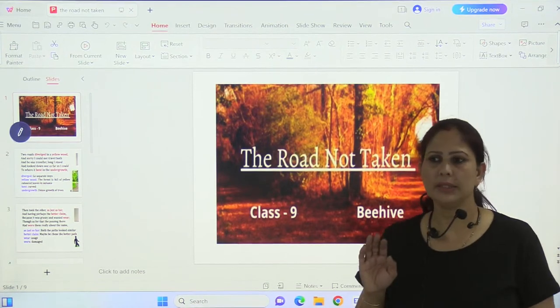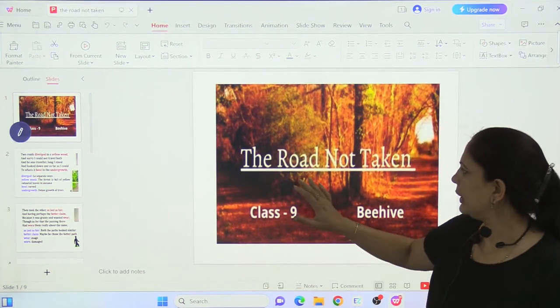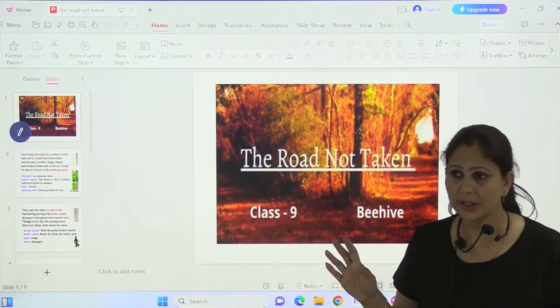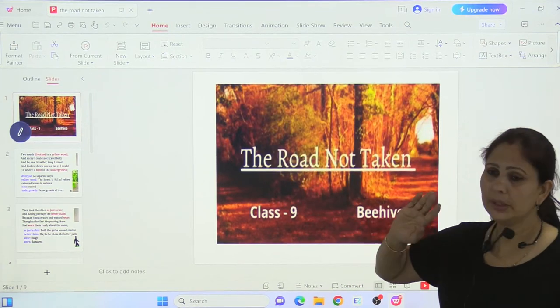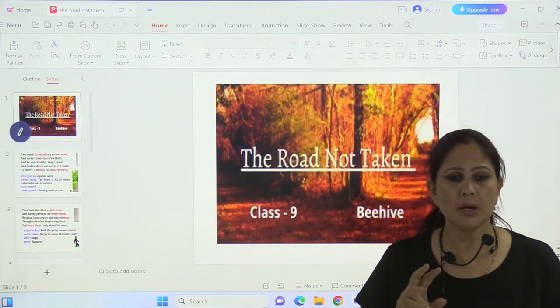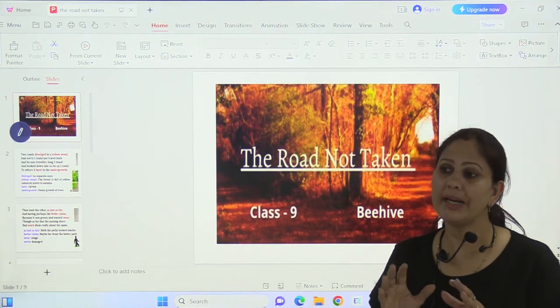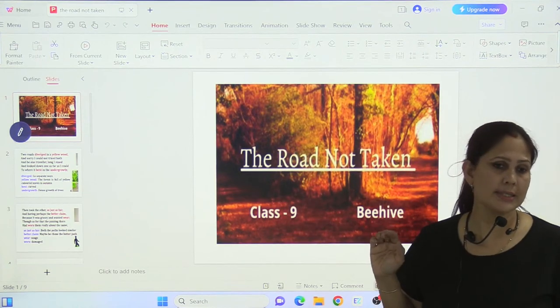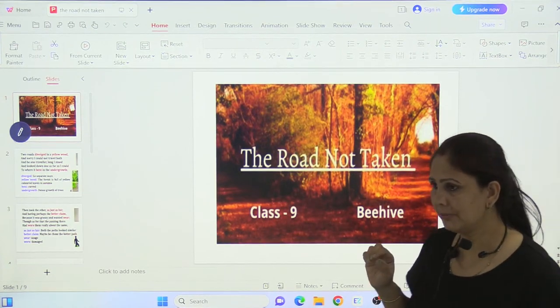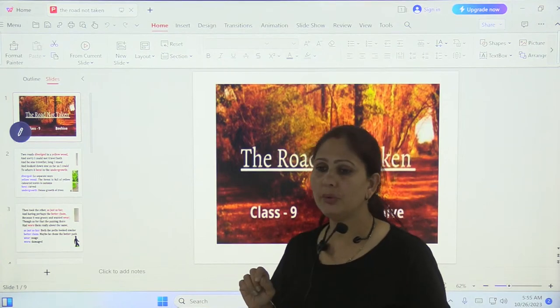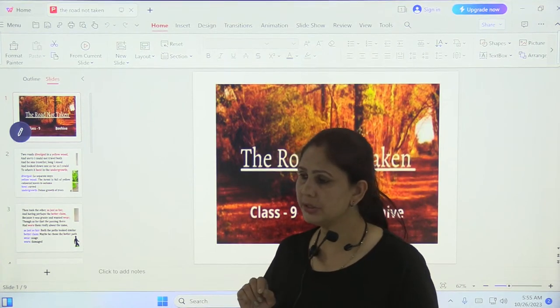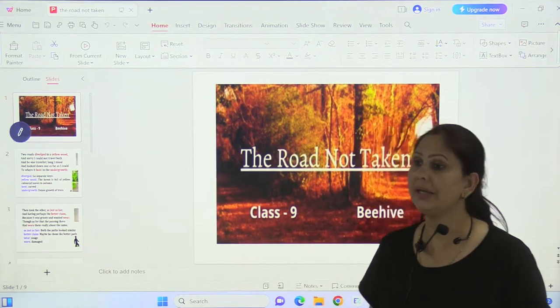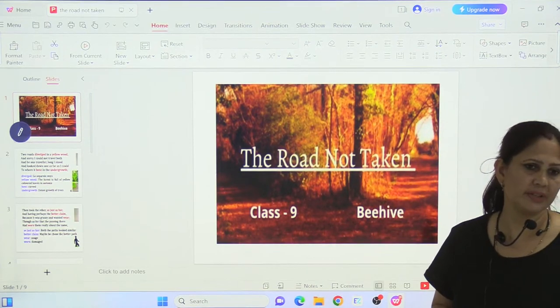First of all, this is a poem where there are some symbols which are used. Here the road is actually a symbol of choice or life. The road symbolizes different choices in a person's life. There are some points of time where you have to take a decision which can affect your life, a major decision which can affect your life.